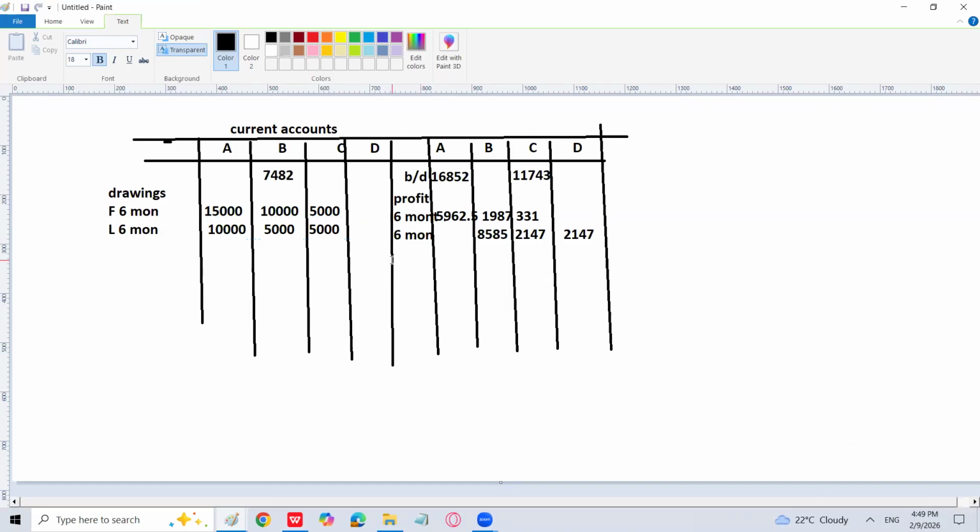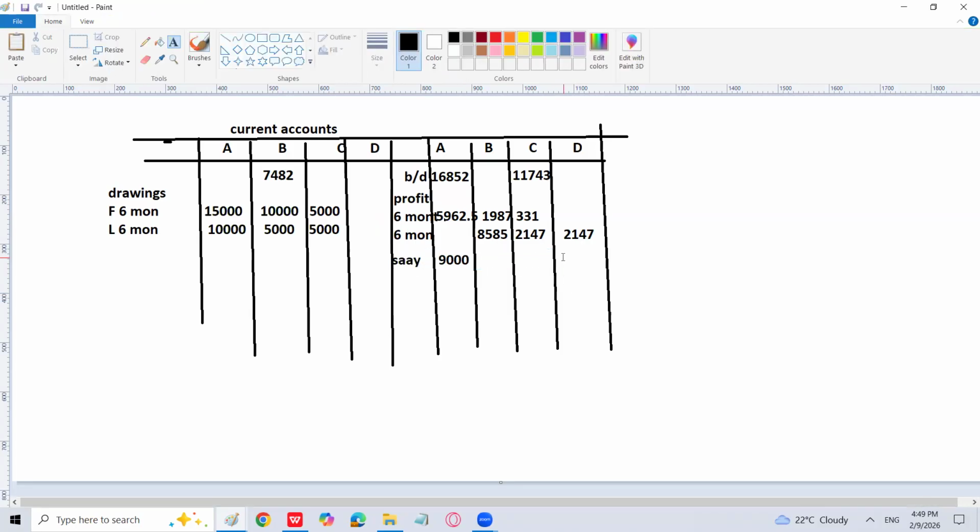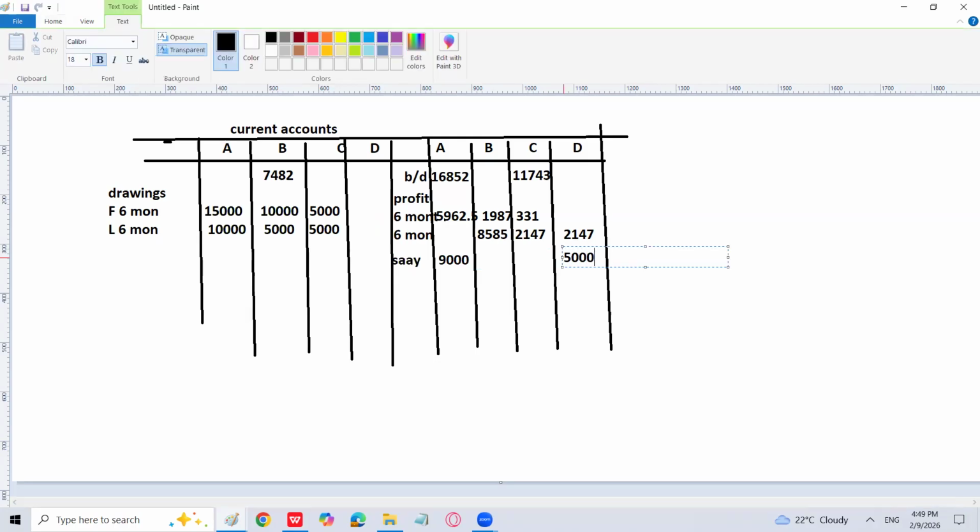Same, you will write the salary for both the partners. For Allen that is going to be 9,000. And for Dilip, it is going to be 5,000 for the last 6 months actually. Okay. Then there is going to be interest on capital. Again, first 6 months, last 6 months.